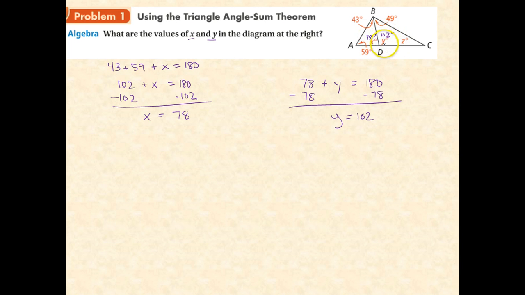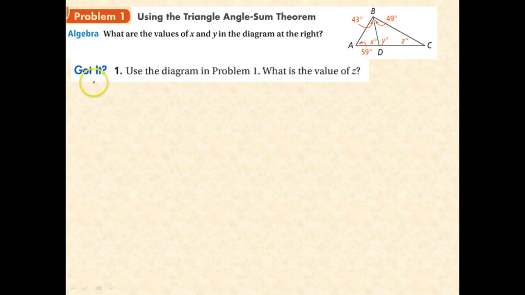Do you find it interesting that angle y here was equal to the sum of these two angles, 43 plus 59? Did you notice that? We're going to prove a theorem about that later. It's going to be great.